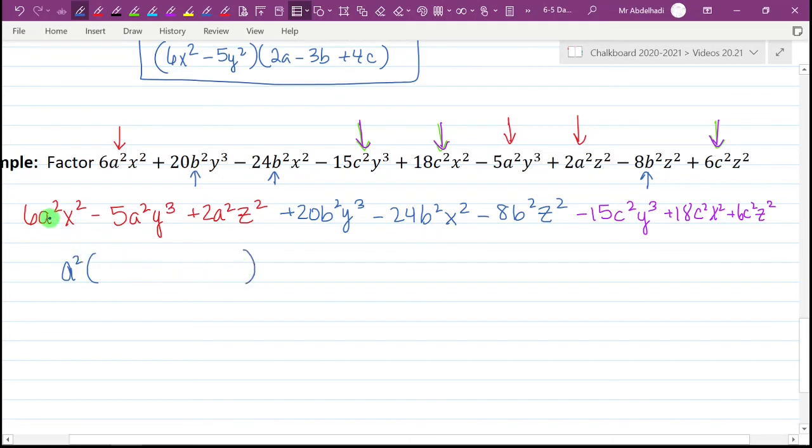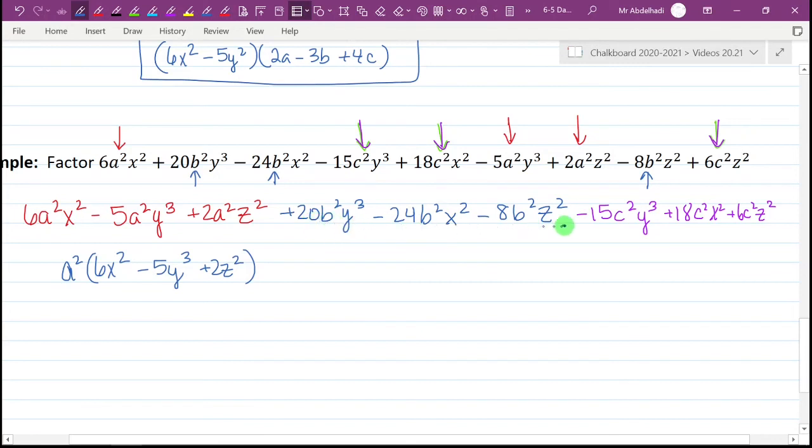And if I pull out an a squared from each one of these, what's left is 6x squared minus 5y cubed plus 2z squared. Now the hope is that I get that same pattern, that same set of parentheses, 2 more times. That when I do the GCF for these 3 terms, I get the same parentheses. But let me not assume anything. Let me actually just go ahead and do this.